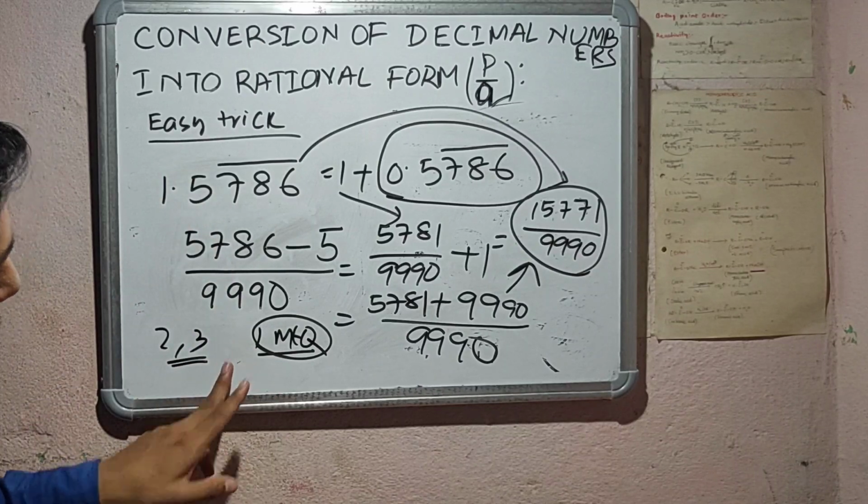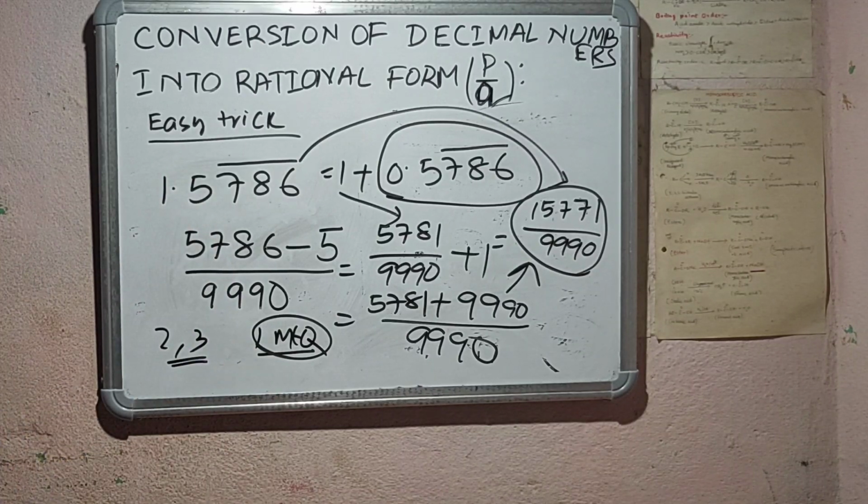Clear my point? So this is all about the conversion of decimal numbers into rational form, P by Q form. Clear? In the next class, we will discuss some examples of important questions regarding the conversion of decimal numbers. It is very important from the exam point of view. We will discuss some of the best examples from different sources for better understanding. Clear? Thank you.